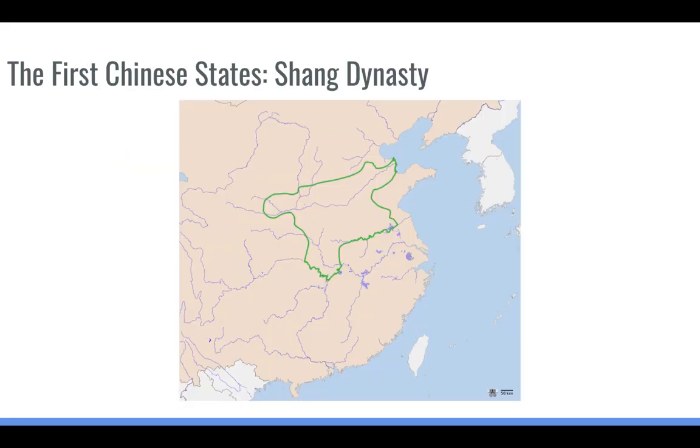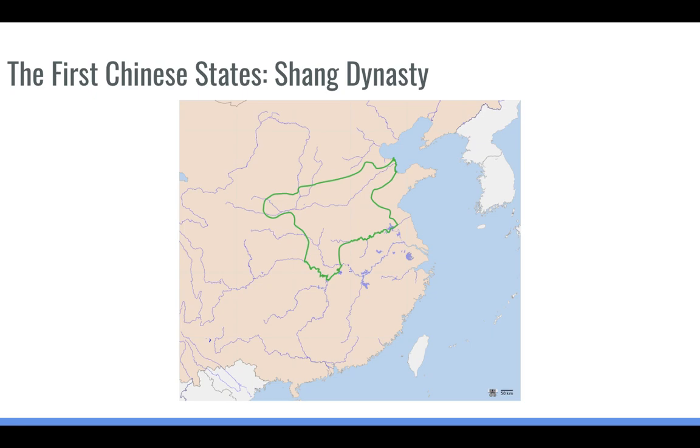Now, the first Chinese states develop in time period 1 as well. Keep in mind, this is only 5% of the course, but understanding it really helps lay a foundation for later. Core and foundational civilizations develop in a variety of geographical and environmental settings, including this Yellow River Valley in China. And that is really where the Shang Dynasty, as we call it, the Shang civilization of China, begins.